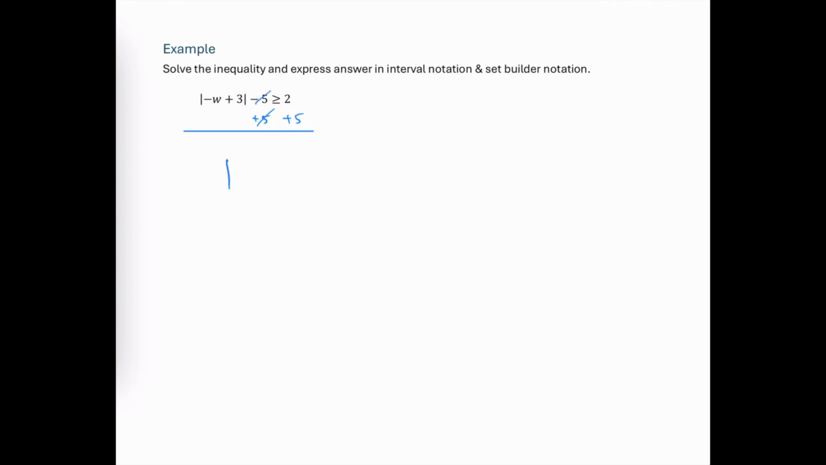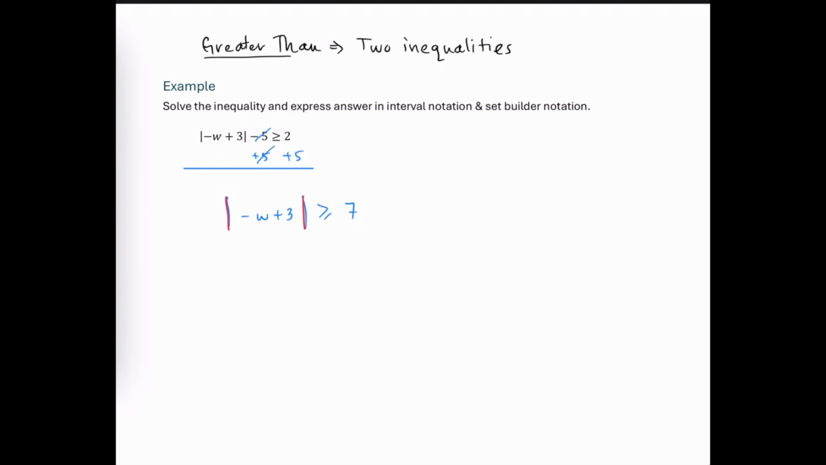Now we have the absolute value of negative w plus 3 isolated on the left, and it is greater than or equal to positive 7. Again, we want to make sure that we have a positive constant once those absolute value bars are isolated on one side. Now we saw from above that when our absolute value bars are isolated greater than that positive constant, we're going to set up 2 inequalities and solve each of them individually.